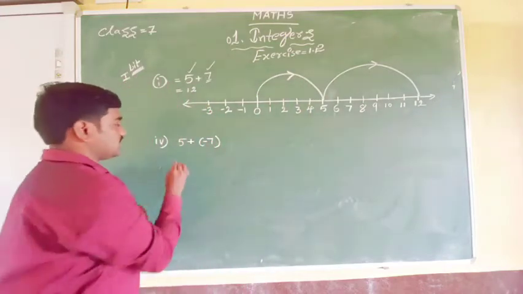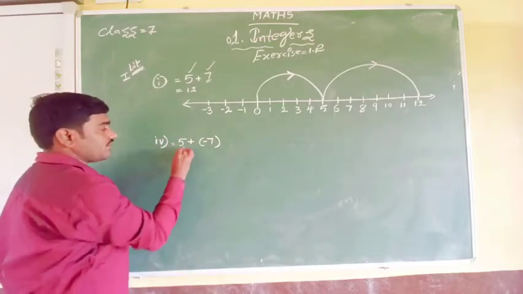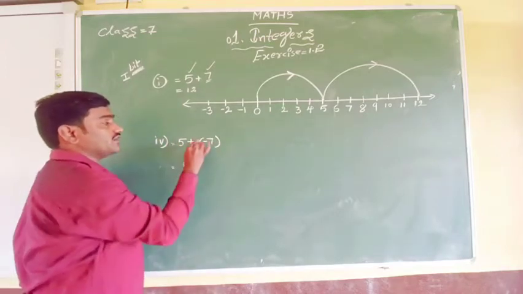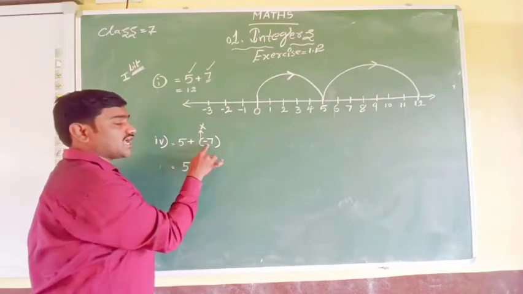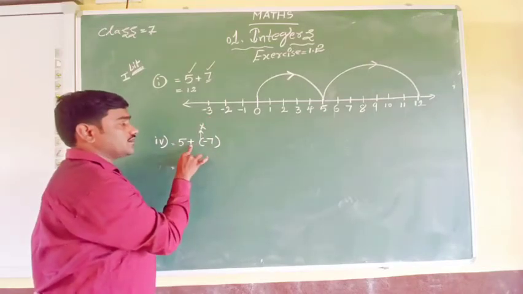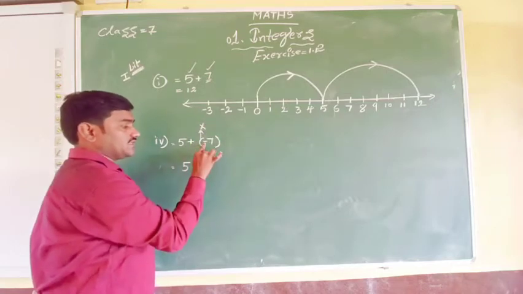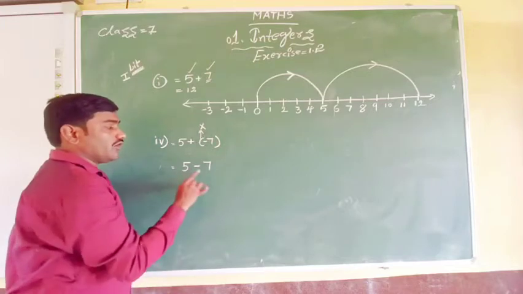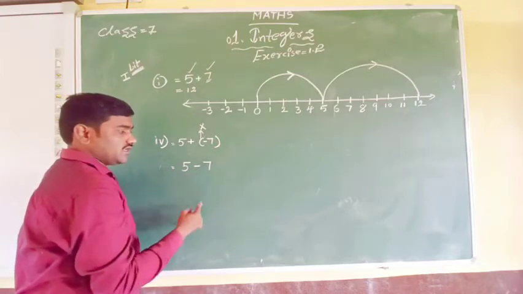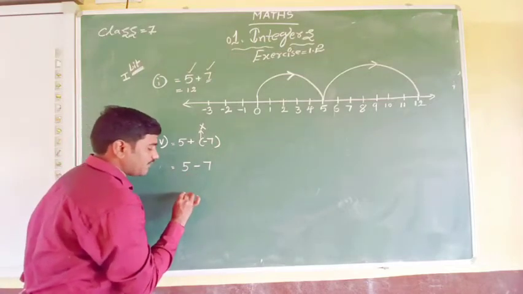So here the next question. Let's see that 5. As we know, here these brackets tell us to multiply. Multiply these 2 signs, these 2 symbols: plus into minus is minus. Here it is a 7. So if at all you don't know what the sum of this is, let's solve it by using a number line.